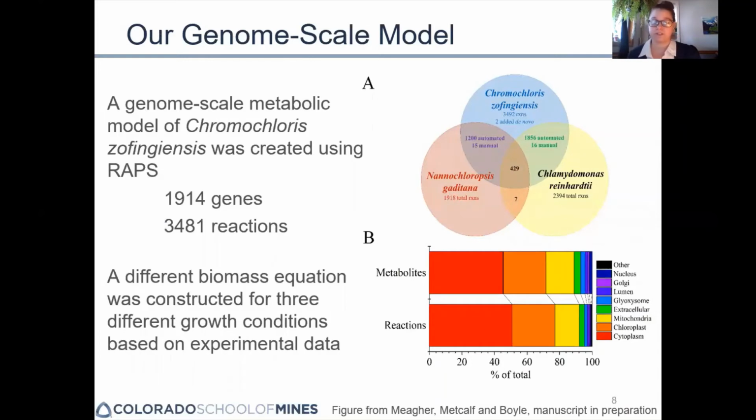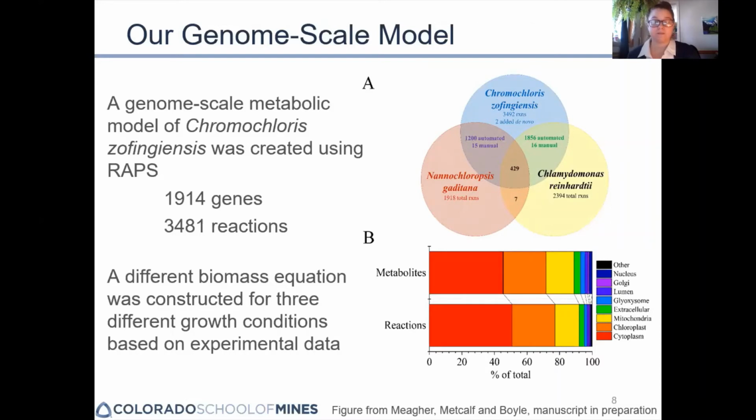Here's an overview of the genome-scale metabolic model of Chromochloris zofingiensis that was created from RAPS from Chlamydomonas reinhardtii and Nannochloropsis gaditana donor models. The output model from RAPS was modified slightly to include reactions for astaxanthin production, as neither donor model had this capacity. In this figure, panel A illustrates reactions shared with donor models, and panel B illustrates the localization of metabolites and reactions across 8 cellular compartments.